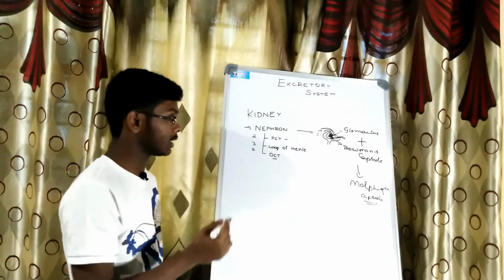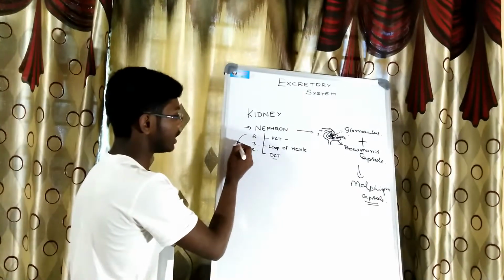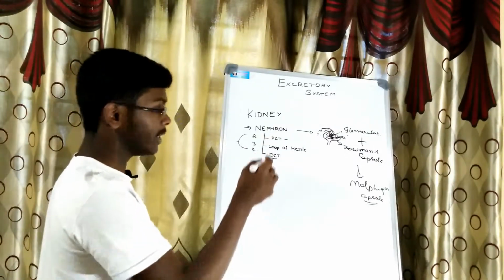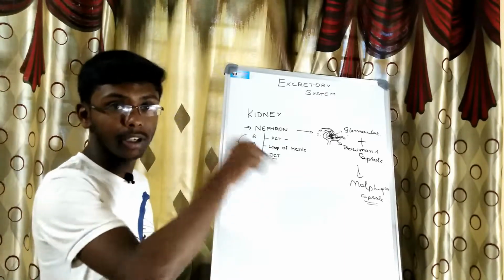Many questions are based on this. The question goes like this: where do PCT and DCT lie? They lie in the cortex region, whereas the loop of Henle will be in the inner part, that is the medulla region.